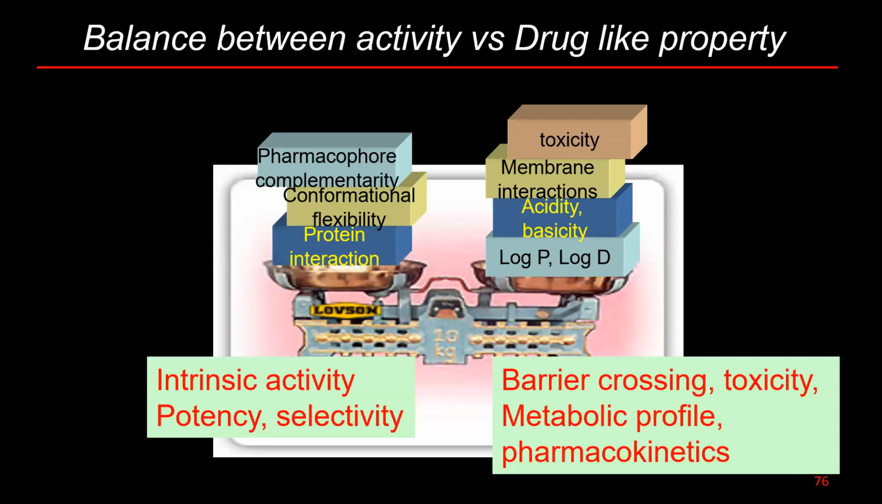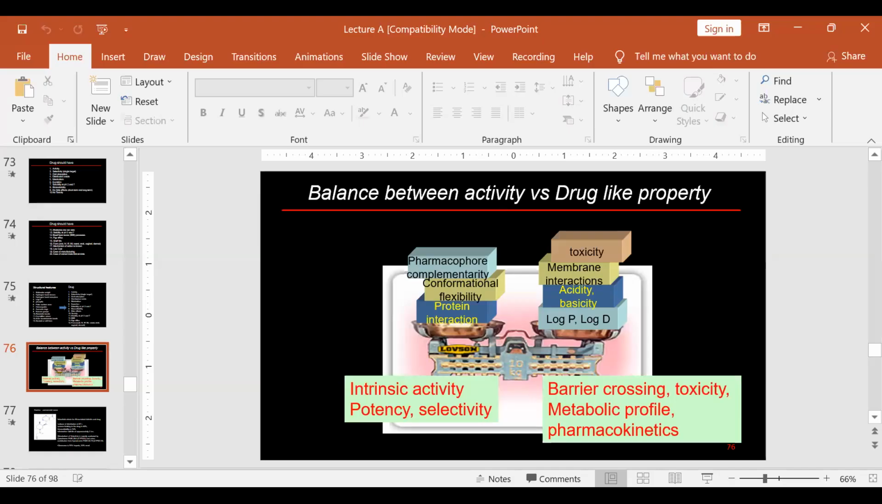Okay, let's look at a database called ZINC 15. It's a very useful database. We will be using this quite a lot. It contains structures of millions of molecules. It's got structures of 750 million molecules.